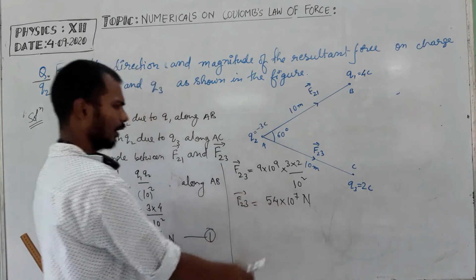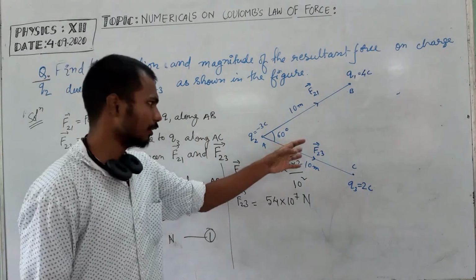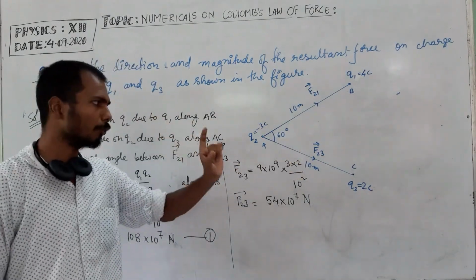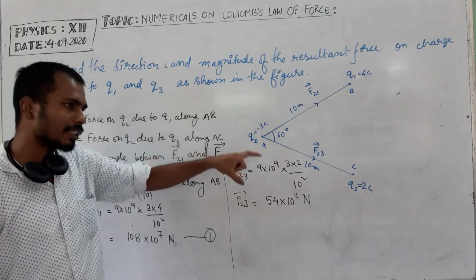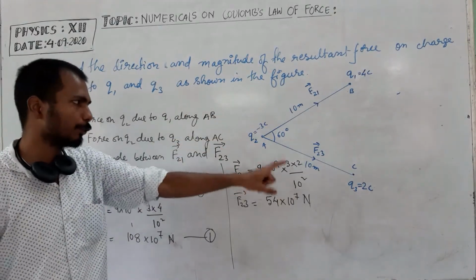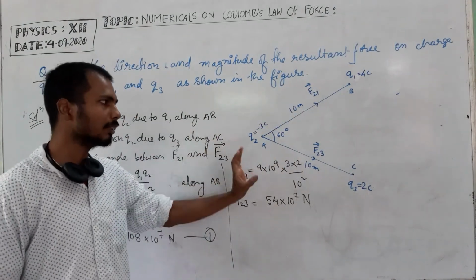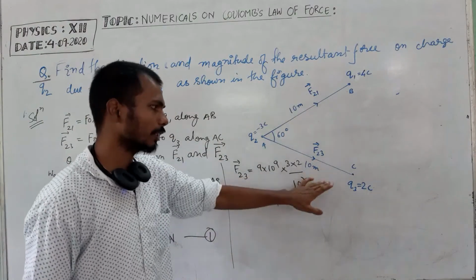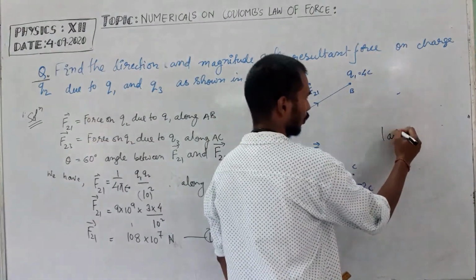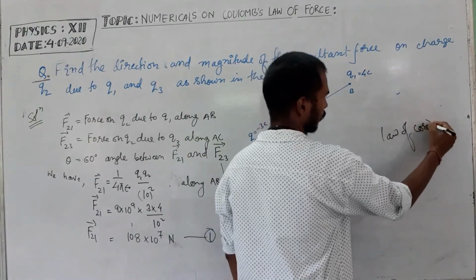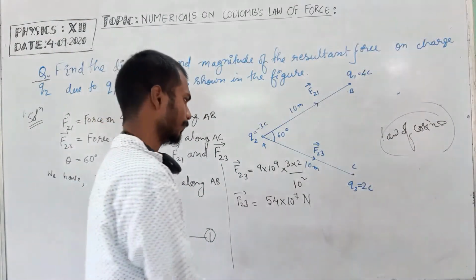Now, these forces are actually vectors. They are acting in different directions. So we have to use the vector addition formula, that is the law of cosine, to find the resultant of these two vectors. We have to use the law of cosine to find the resultant force.